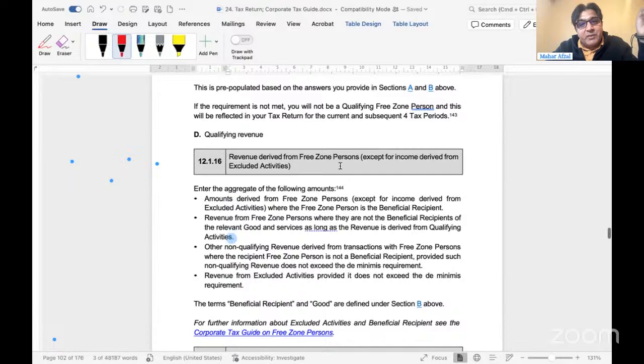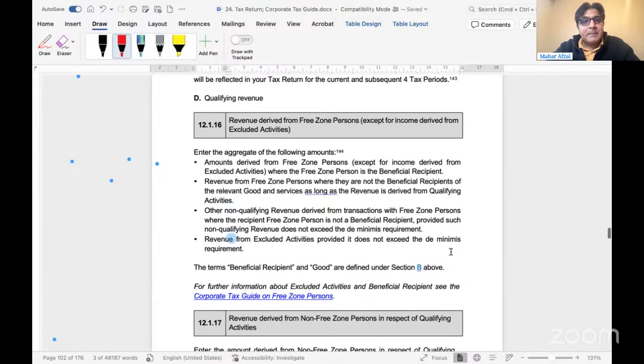Now, revenue derived from the free zone person, except income derived from excluded activities. Because of an excluded activity, even if you are generating revenue from another free zone person, it will fall under non-qualifying revenue. So this is the first question they are asking. I am receiving questions, and we'll look into them by the end of the webinar. So qualifying revenue and excluded activity will be straightforward.